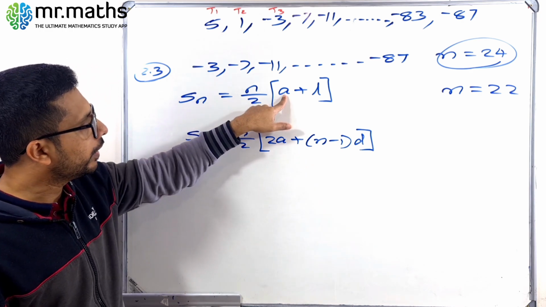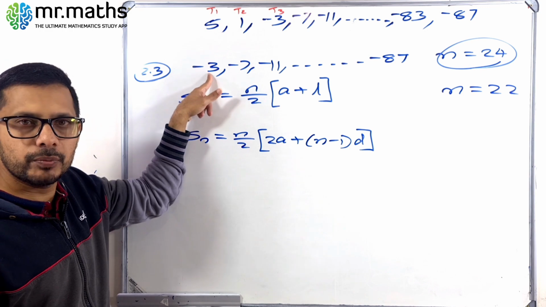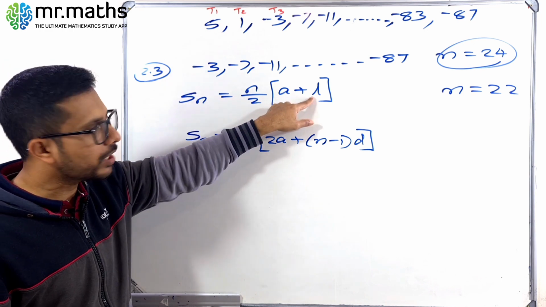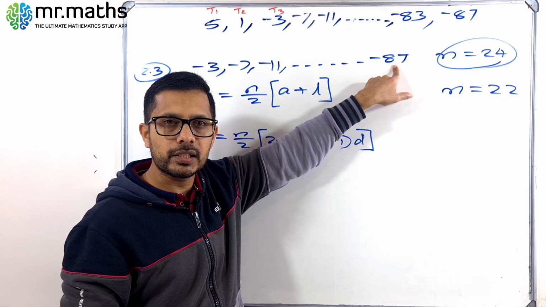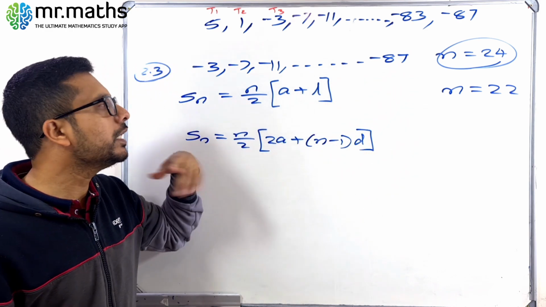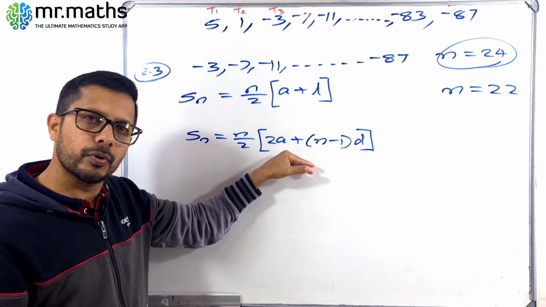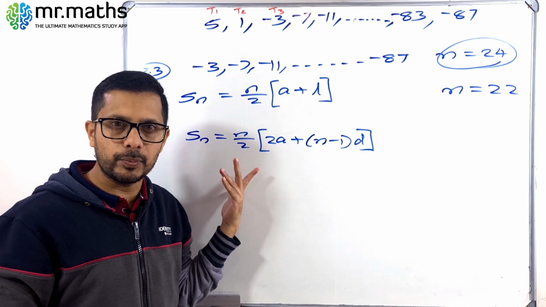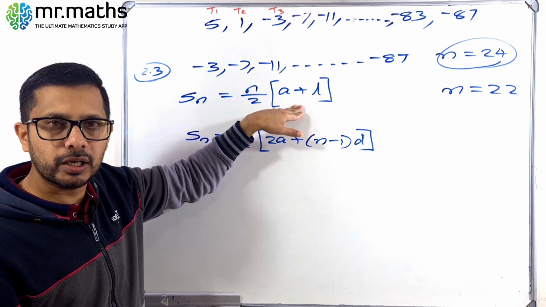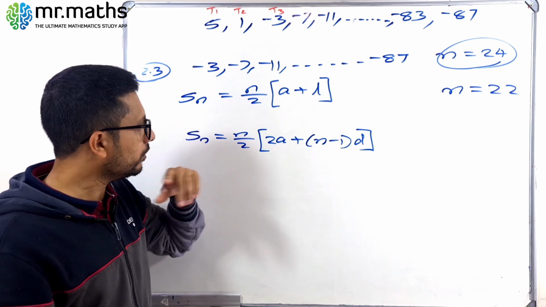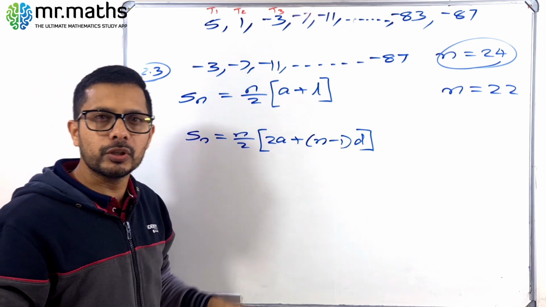Here a stands for the first term. We know our first term is -3, and l stands for the last term. We know the last term is -87. If you want to use the other formula, you can, no problem, you will get the same answer. But it's easy to get the answer if you use this formula in this question. So you have to remember both the formulas, guys.